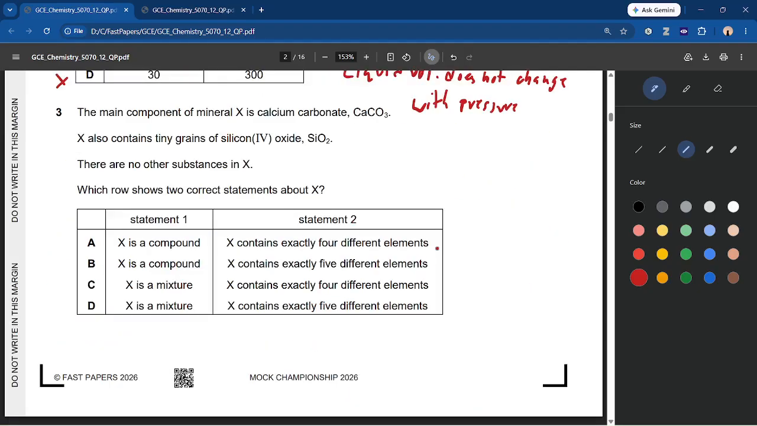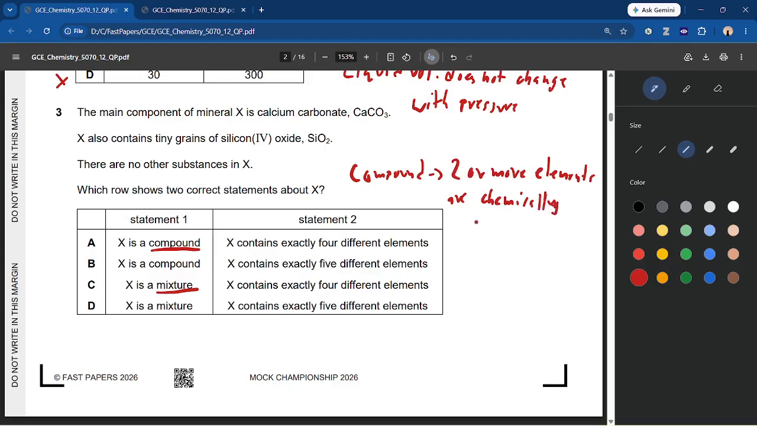All right, moving on. The main component of mineral X is calcium carbonate. X also contains tiny grains of silicon oxide. There are no other substances in X. Which row shows two correct statements about X? So they're saying that either X is a compound or it's a mixture. So a compound describes when two or more elements are chemically bonded.